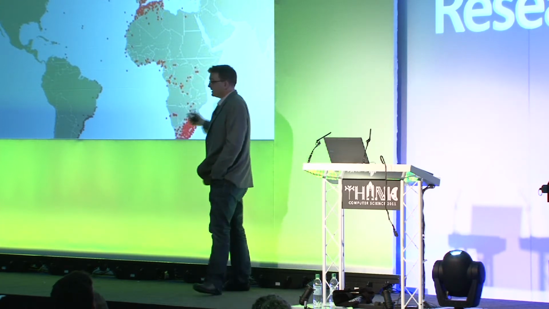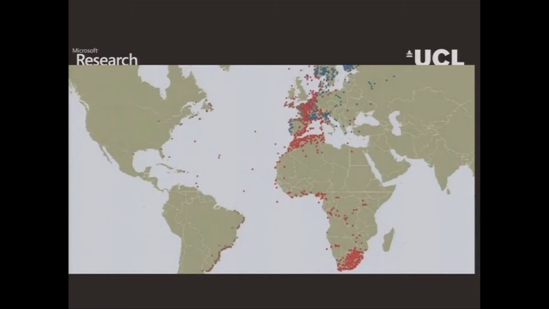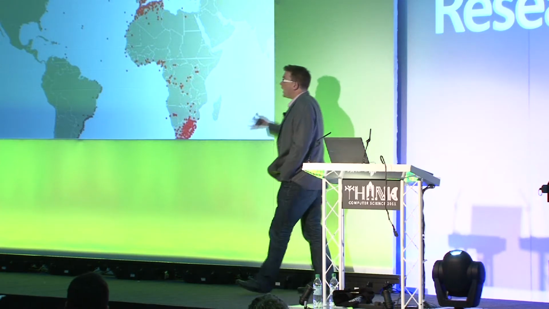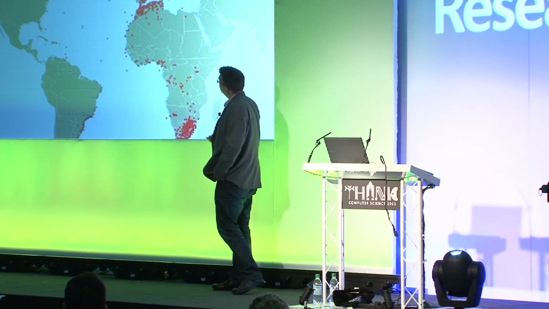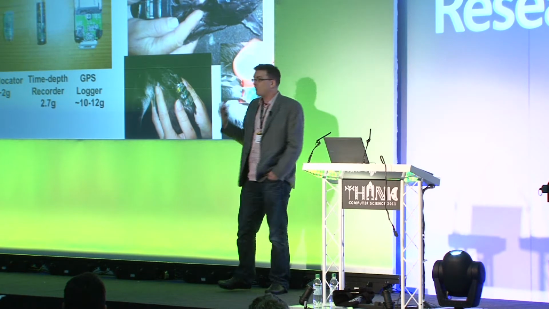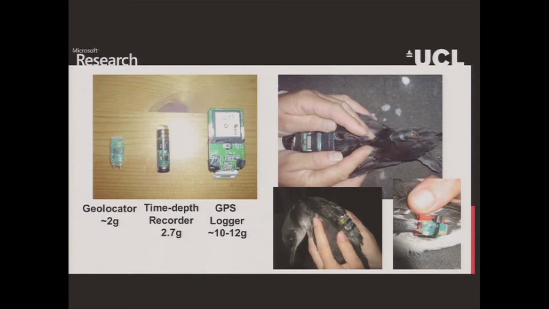What's lovely about this data is we get an idea of where these birds go and where they might be going in the winter or outside of the breeding season. But we don't know how they get there or why they go there. And so what we've been trying to do is to use some computational devices, little trackers we call them, to understand the movement of these birds.